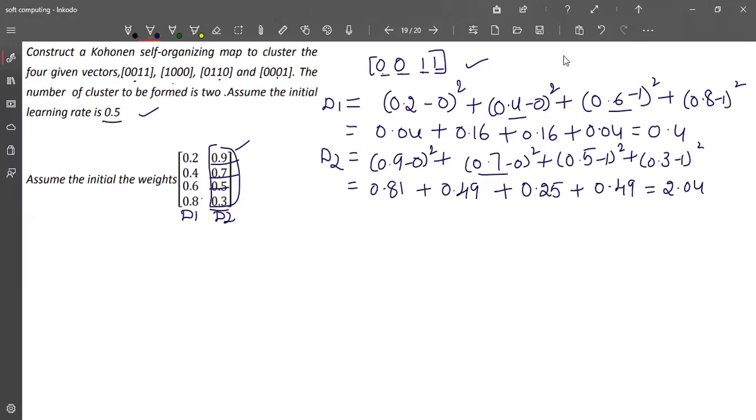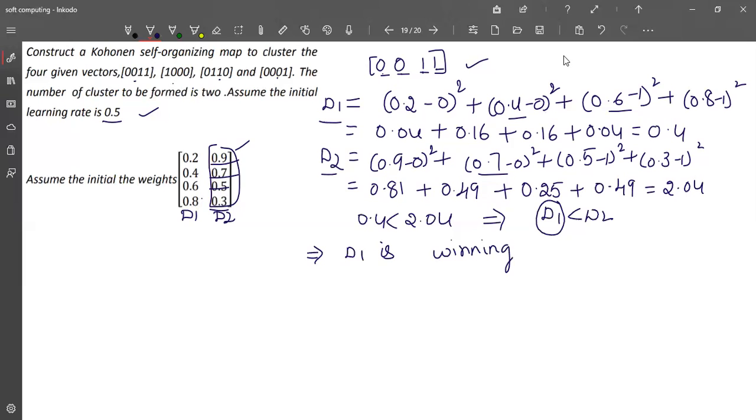So for the first input vector, we are done calculating D1 and D2. What we need to do now is compare D1 and D2 and see which is minimum. So 0.4 is less than 2.04. That means D1 is less than D2. Since D1 is minimum, the vector which is minimum is considered the winner. So we write the conclusion that D1 is winning. The next step is that the winning vector's corresponding weight vector should get updated. Since D1 is winning, we need to update the first vector in the weight matrix.